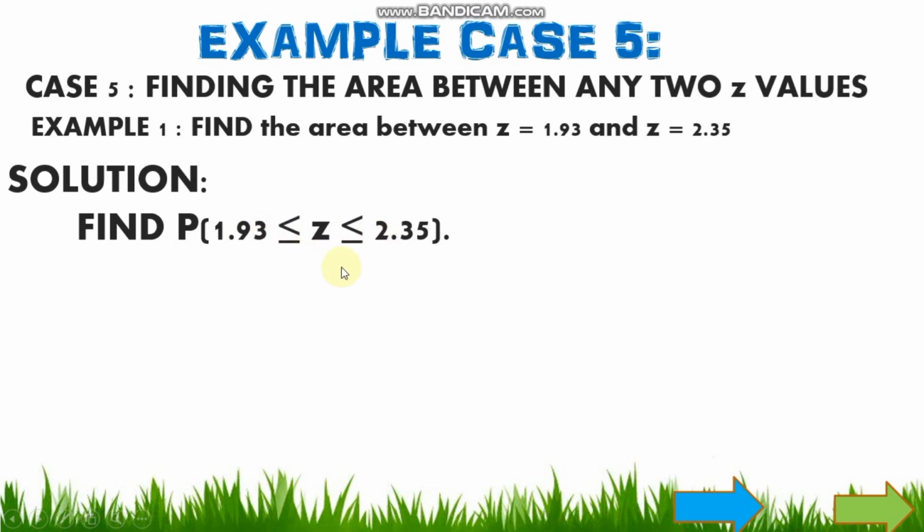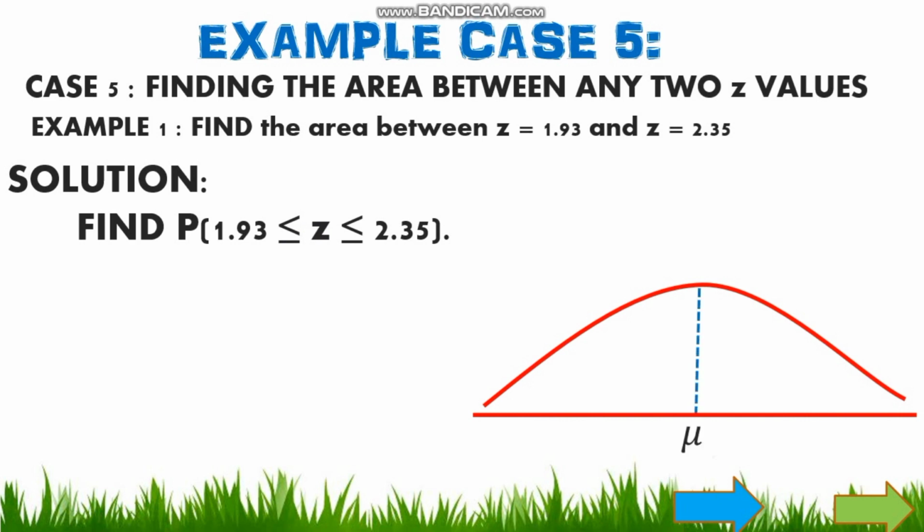A tip here, class, so you don't get confused: of course, the lower value is on the left side, and the higher z value is on the right side, and that is how the inequality symbols go. Alright. So, first step, draw your normal curve, then locate the mean and the two z values. Since as you can see, they are both positive, they are both on the right side. 1.93 comes first and 2.35 is farther, because, as you see, 1, 2, 3. And we are looking for the area in between them.